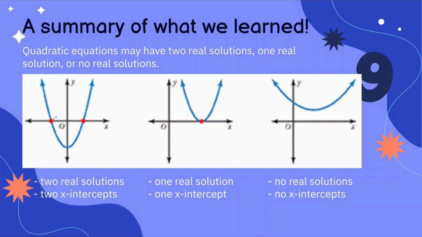For 2 real solutions, your parabola would cross the x-axis at 2 points, and that would be your two x-intercepts. For one real solution, your vertex would be your only solution, and that means your parabola really only crosses the x-axis once, and that would be your vertex, and there's your one x-intercept. And lastly, you can also have no real solutions where your vertex is above the x-axis and your parabola never seems to cross the x-axis. And since you have no x-intercepts, there are no real solutions.